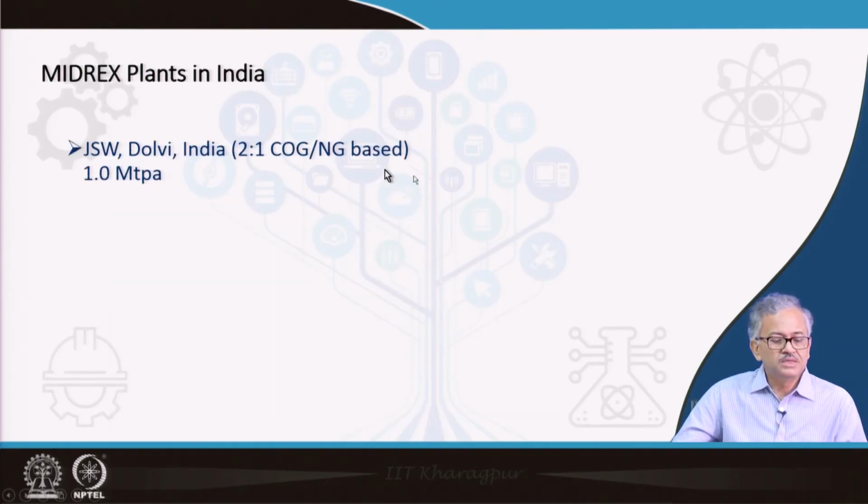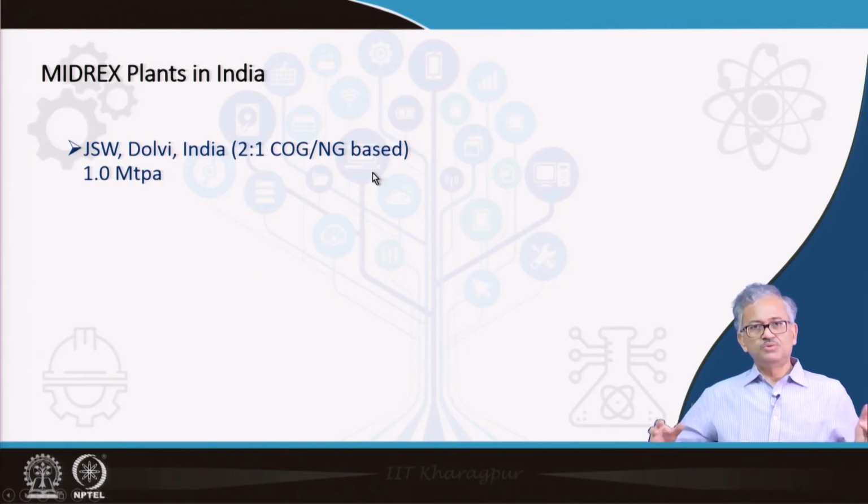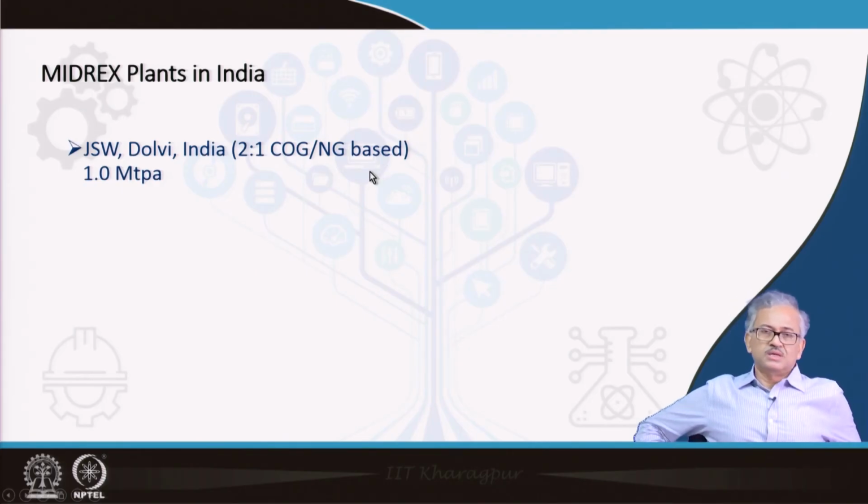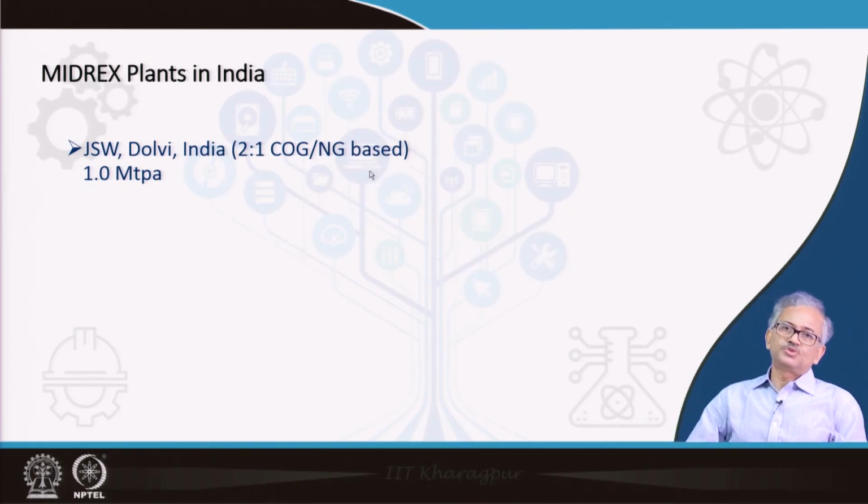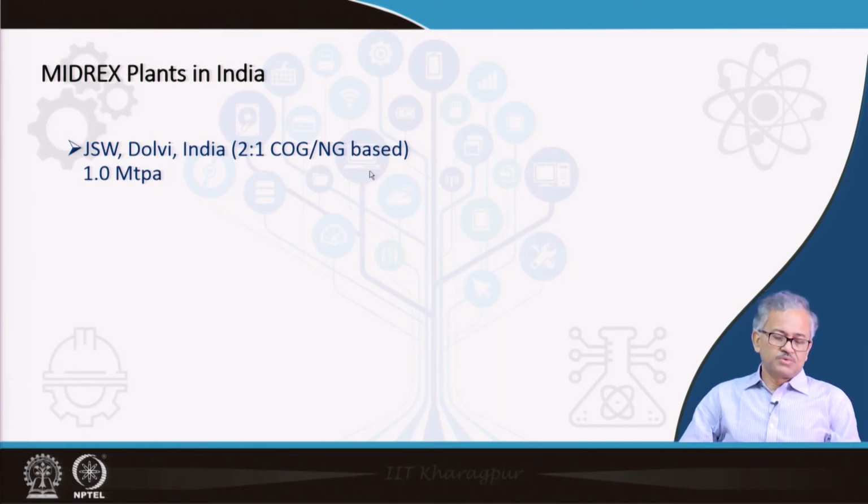So, Midrex plants in India, you have JSW Dolvi plant in India. It has around 1 million ton capacity. Midrex plant is there, and it is 2:1, that is the COG and the natural gas base, because we know in India we do not have too much natural gas. We have some offshore natural gas in the Bombay High. So, our aim is always to use the other process gas like COG. COG is the coke oven gas. You know, it is rich in hydrogen. So, we can use the coke oven gas also mixed with the natural gas, and JSW Dolvi uses it in a ratio of 2:1.